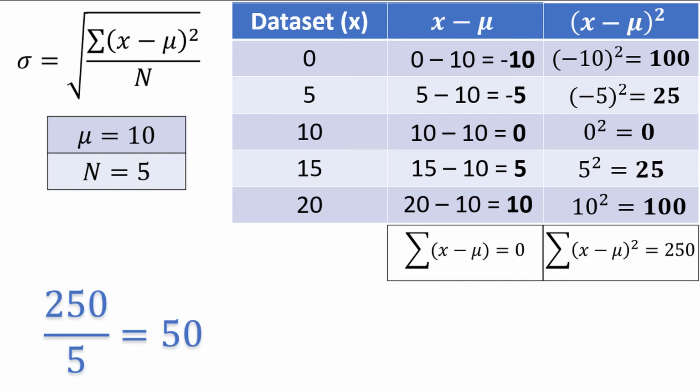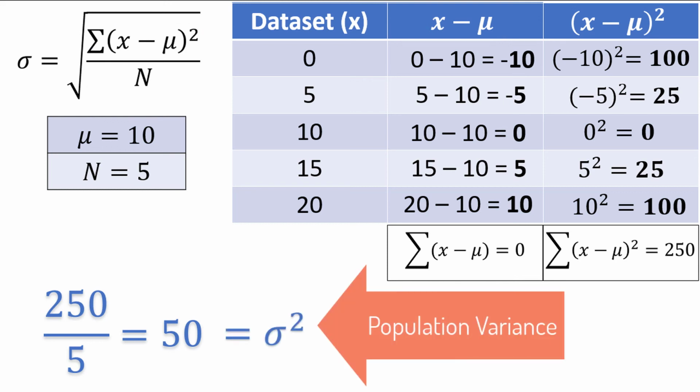Up to this point, we have done everything inside the square root, but I want to pause here for a moment. The number 50 we just calculated has a name. It's called the variance, and is represented by lowercase sigma squared. Why sigma squared, you might ask? Because this is the number you get before you take the square root, and square roots cancel out squares.